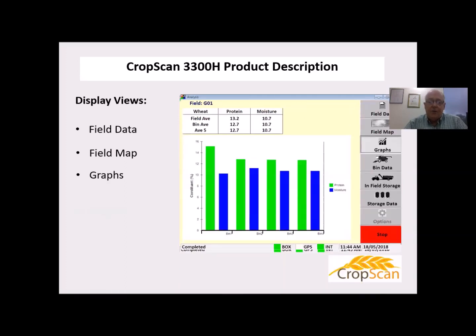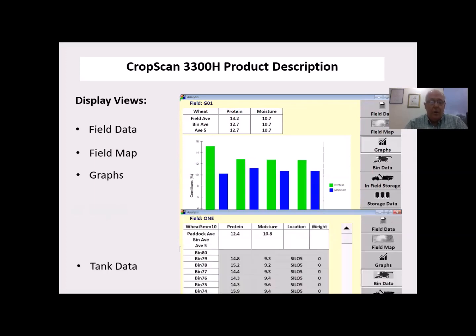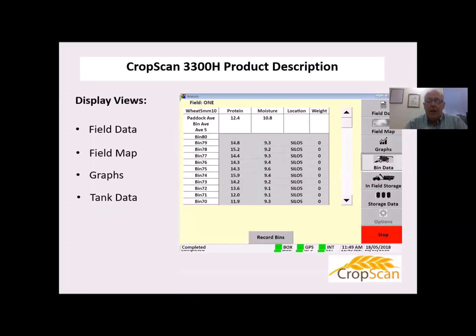There are a number of graphs to show you the average bin figures for each load, or we can look at that as a table. And here we're actually allocating what silo or bin or chaser bin it's going to, so that we can manage the data directly from the combine.